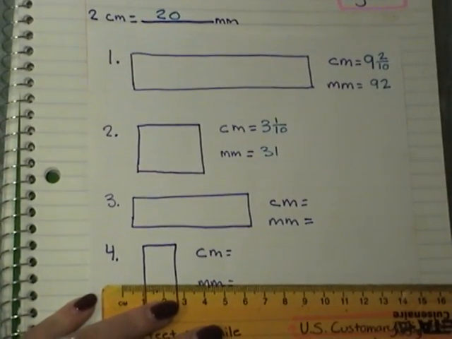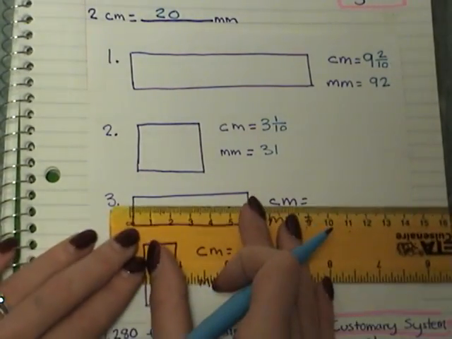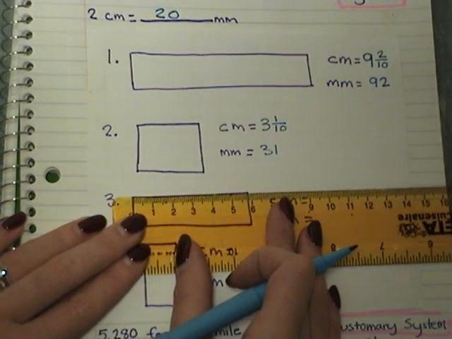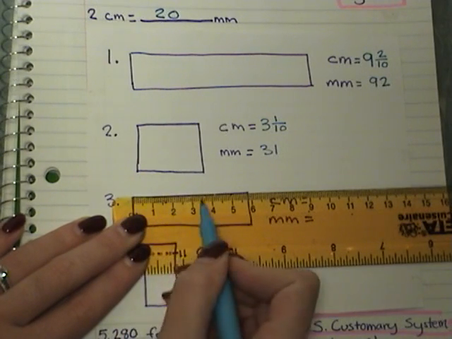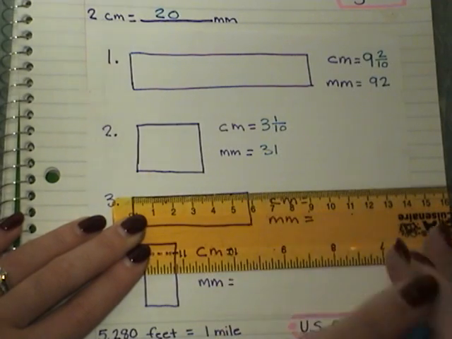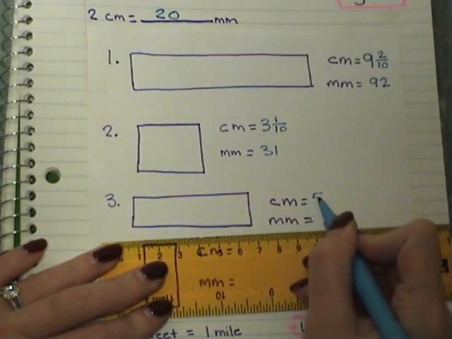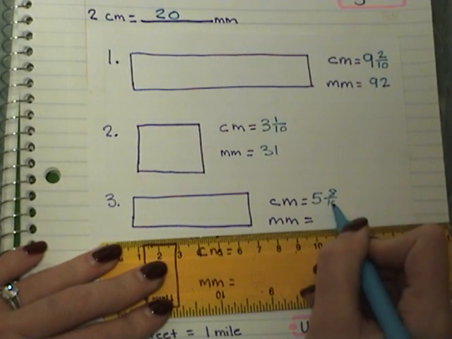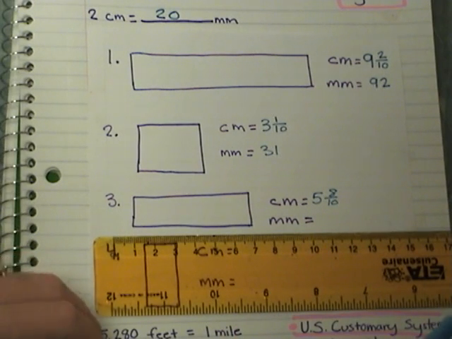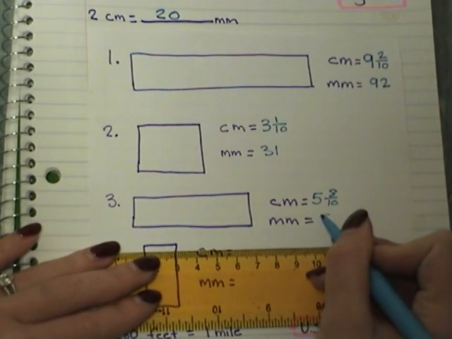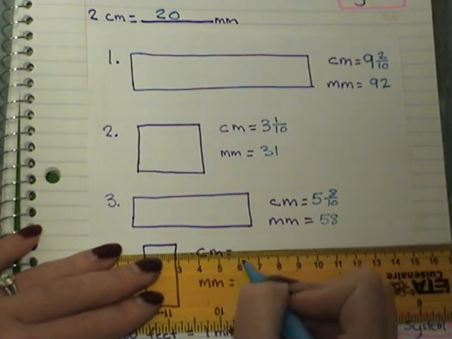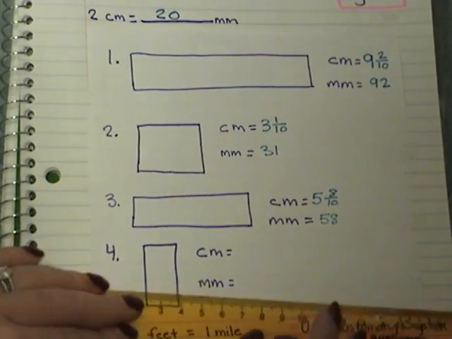Okay, 2 more. Take my ruler, start at the very top, and 1, 2, 3, 4, 5. 1, 2, 3, 4, 5, 6, 7, 8. So I have a full 5 and 8/10 of a centimeter, or 5 full centimeters and 8 extra millimeters, which then I would have 58. Remember, 5 times 10, because we have 10 in between each centimeter, and then add 8 millimeters.